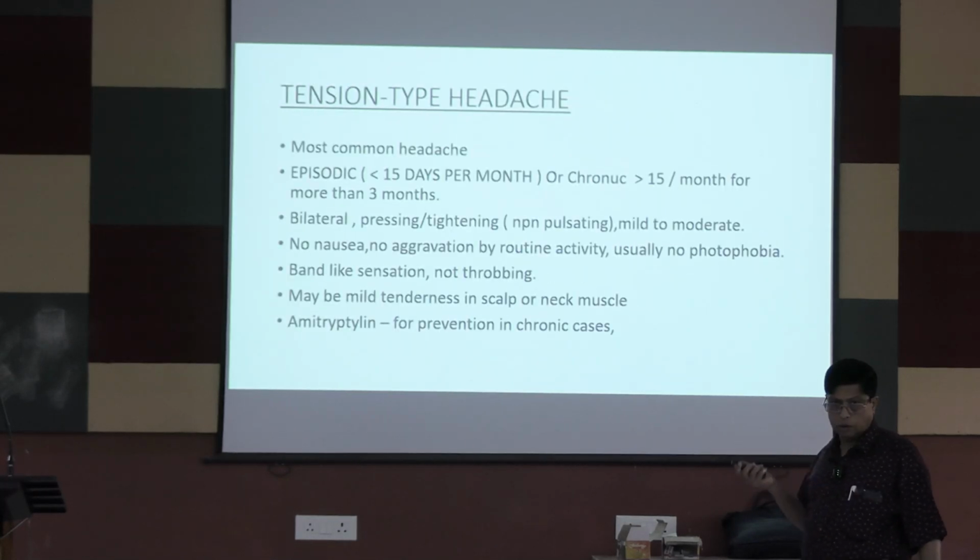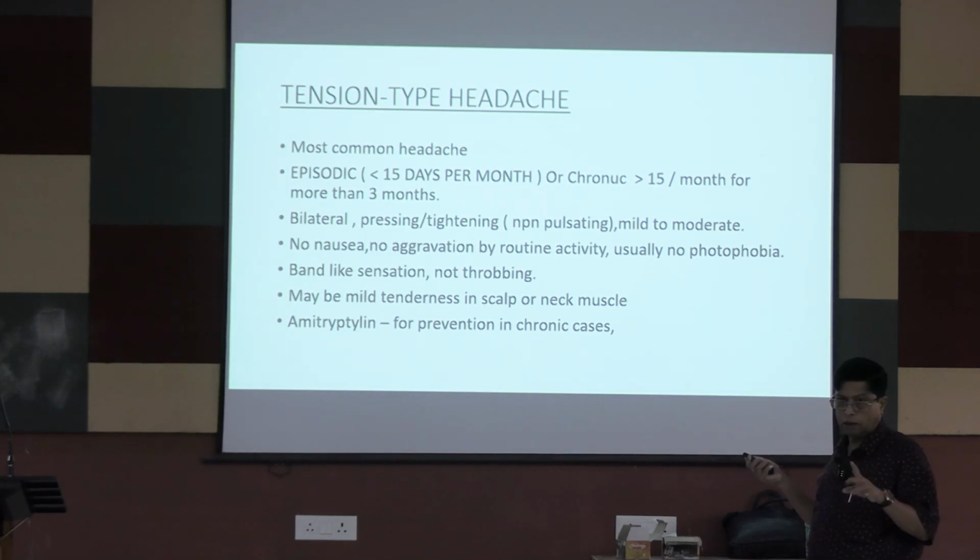Next we discuss tension type headache. Tension headache is the most common type of headache. Everybody sometimes experiences this headache when there is an exam. We suffer headache due to tension. So there is a tension type headache. It is episodic if less than 15 days per month, and chronic if there are 15 or more attacks for the last 3 months. Here the attacks should be more than 15 for the last 3 months. We call it chronic tension headache.